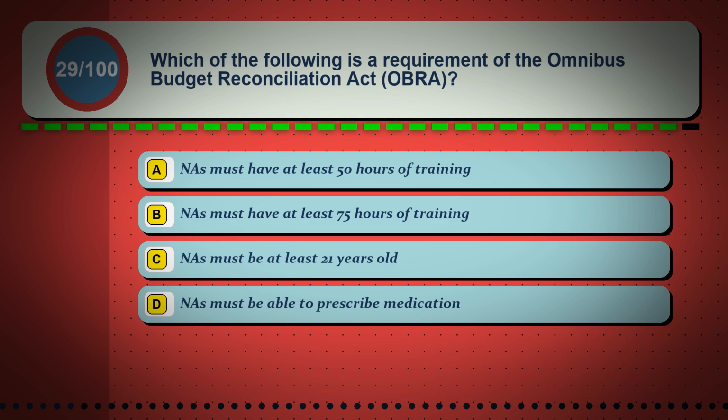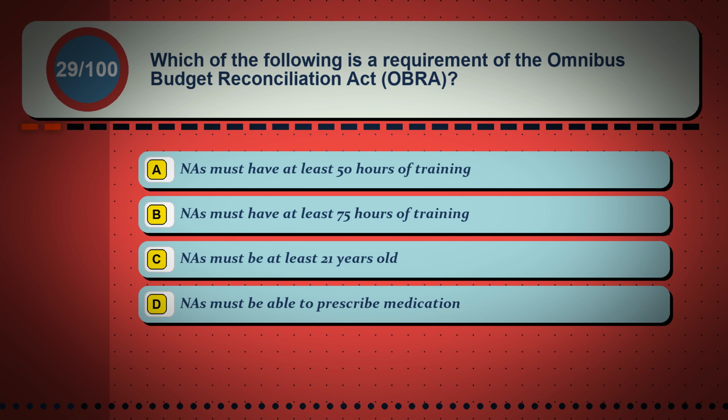Question 29. Which of the following is a requirement of the Omnibus Budget Reconciliation Act, OBRA? Option A, NAs must have at least 50 hours of training. Option B, NAs must have at least 75 hours of training. Option C, NAs must be at least 21 years old. Option D, NAs must be able to prescribe medication.